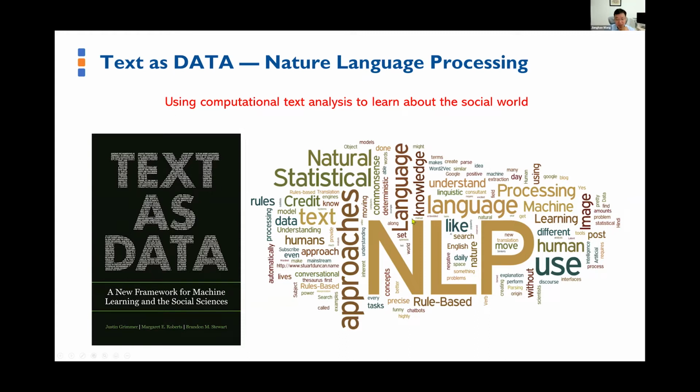NLP is an area of computer science and also artificial intelligence, because most of the NLP algorithms now are employed by AI methods. It concerns the interaction between computers and human natural languages, in particular how to program computers to process and analyze large amounts of natural language data.